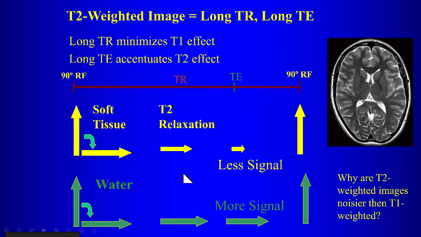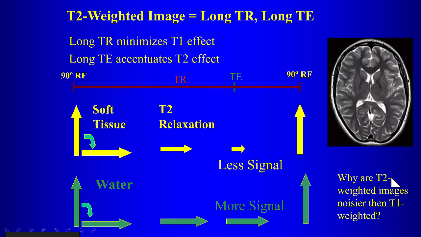Because our TE is long, we allow tissues that dephase very quickly to dephase. So those tissues have a short T2, but tissues like water that have a long T2, it's going to take longer to dephase. So when I get out here to my long TE, I'm going to have more signal from the water than I will from the fat, okay? Or from brain tissue, let's say. So here, the CSF is very bright, brain tissue is much darker. Right?